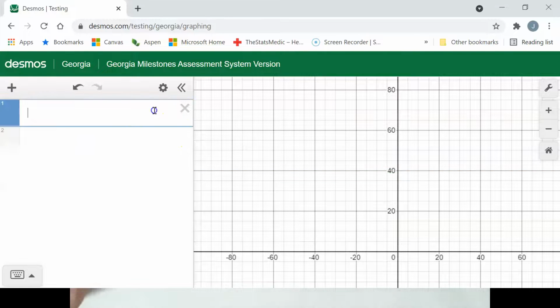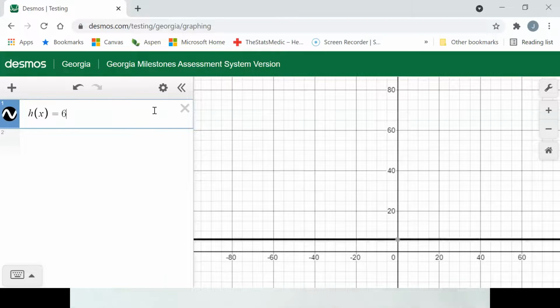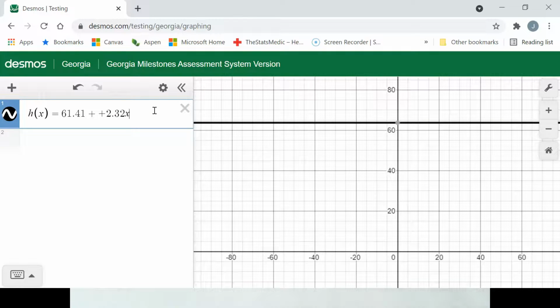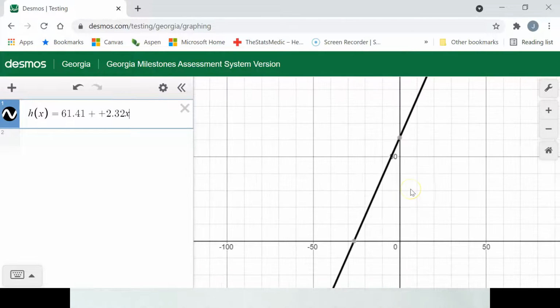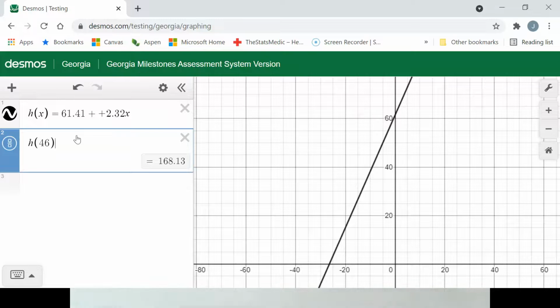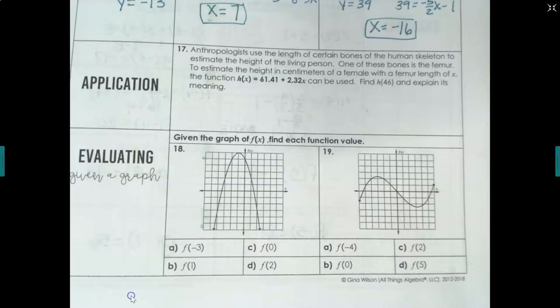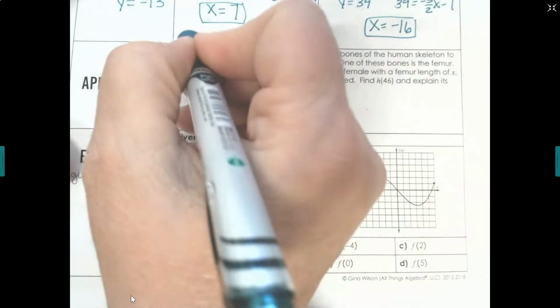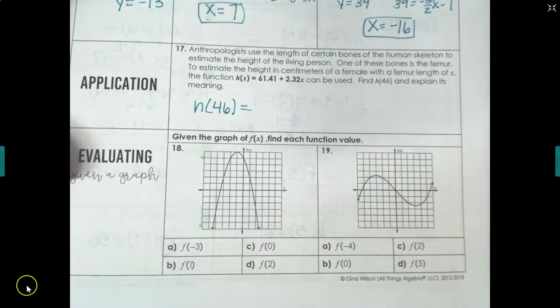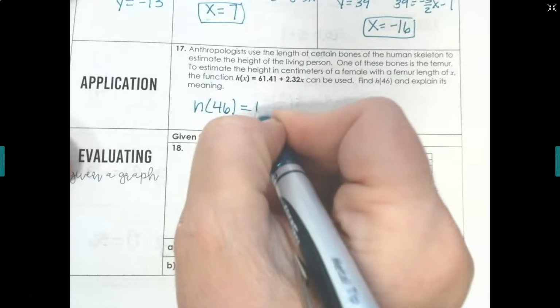They said that h of x equals 61.41 plus 2.32x. That's what they gave us. You can see that's a line. We want to know specifically if the x value is 46. And it gives us the output of 168.13. So h of 46 equals 168.13.